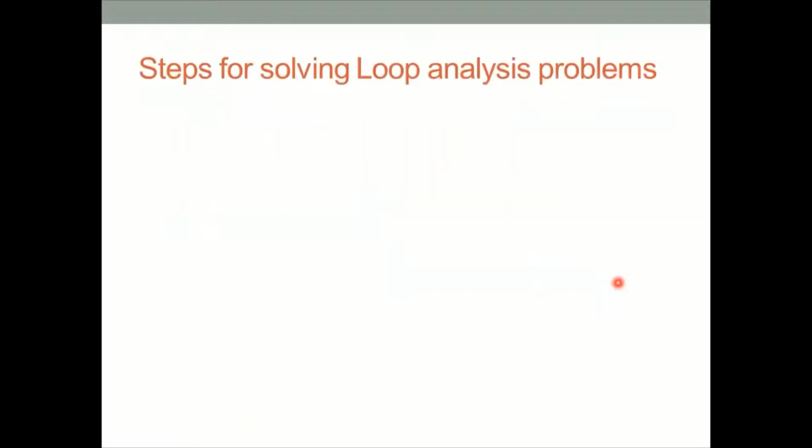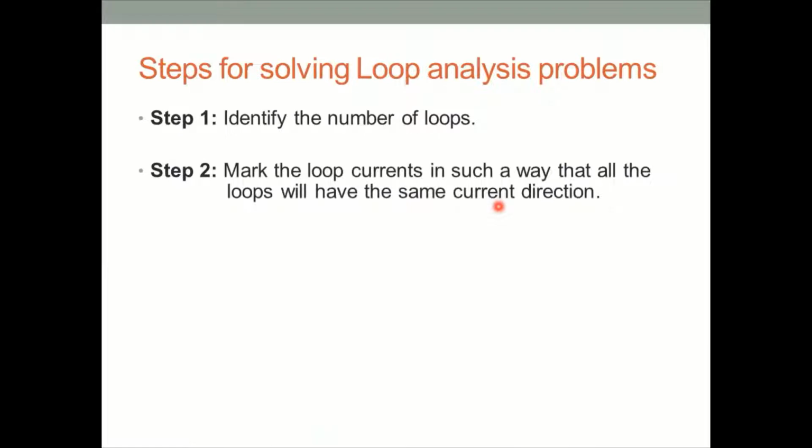So coming to the steps for solving these loop analysis problems, our first step is we need to identify the number of loops. Coming to step 2, we need to mark the loop currents in such a way that all the loops will have the same current direction.